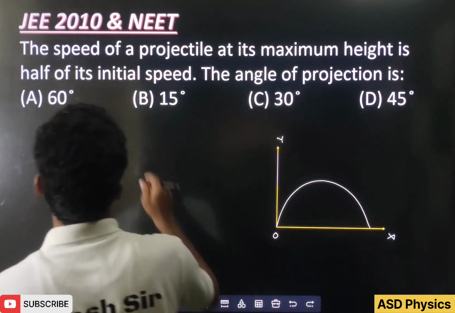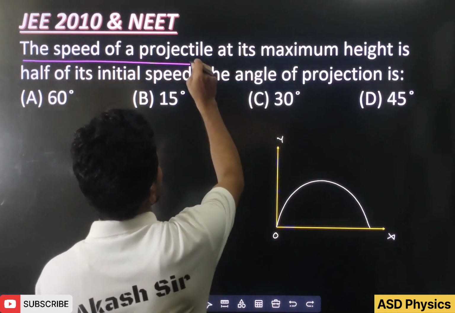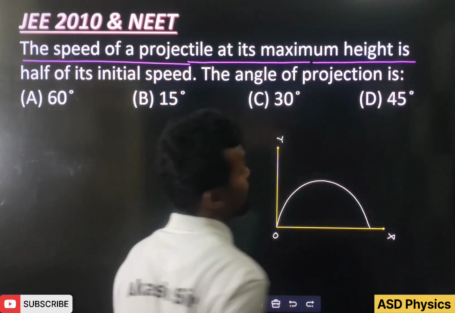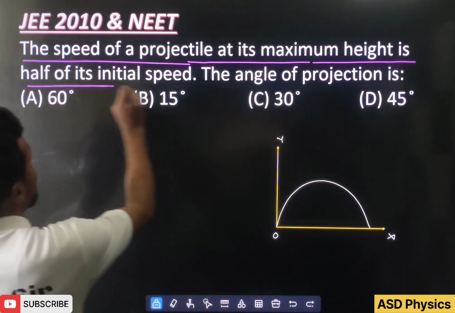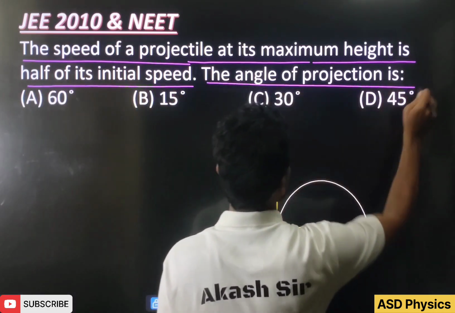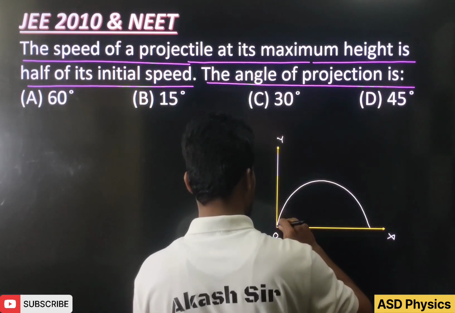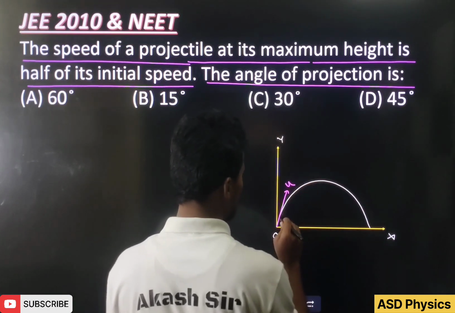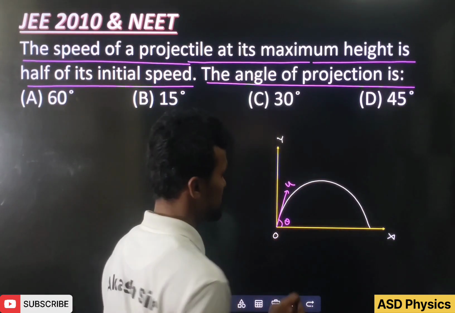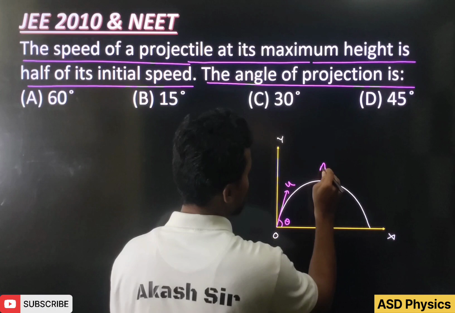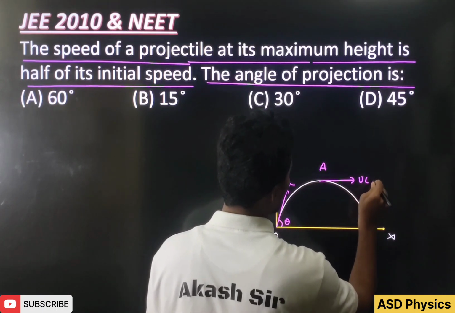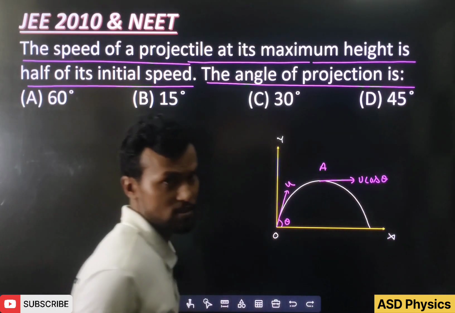Now students, let's see this question. The speed of a projectile at its maximum height is half of its initial speed. The angle of projection is how much here? Okay, so let's take here, we are throwing with speed u, making angle theta, is it? And at the highest point, what is happening here? Only the horizontal component, that means u cos theta, is it?